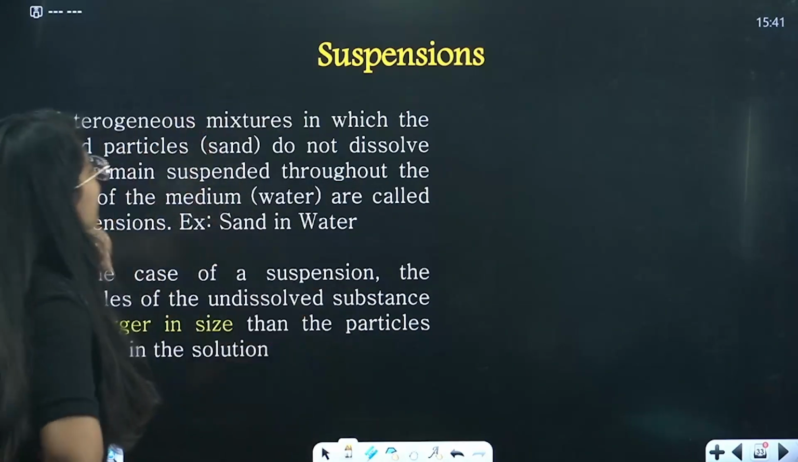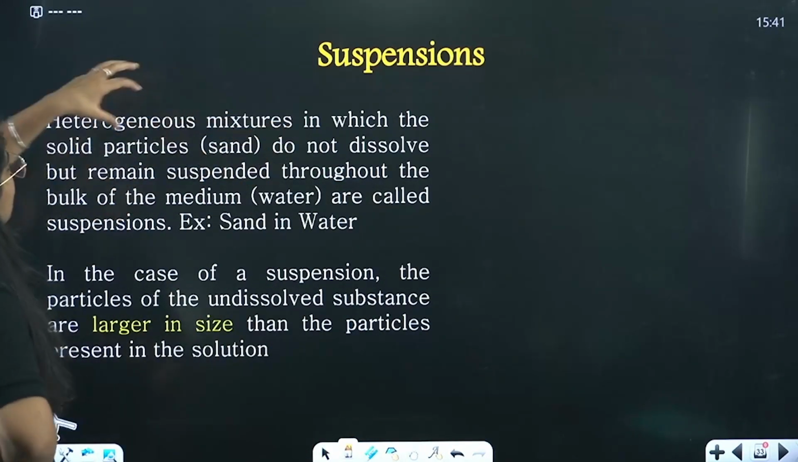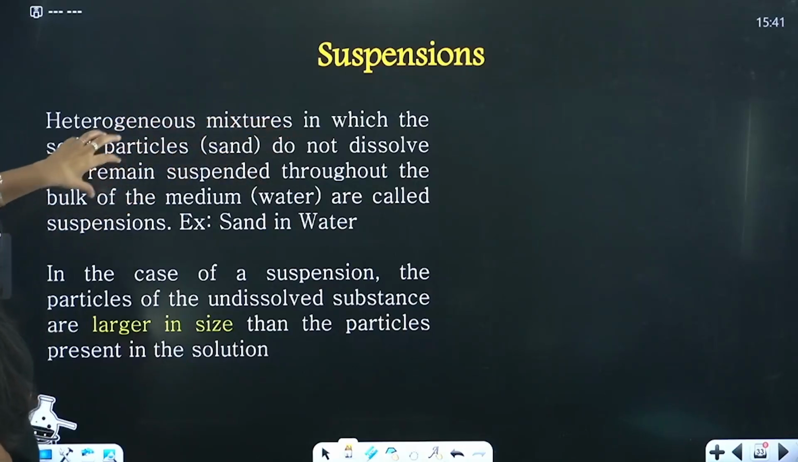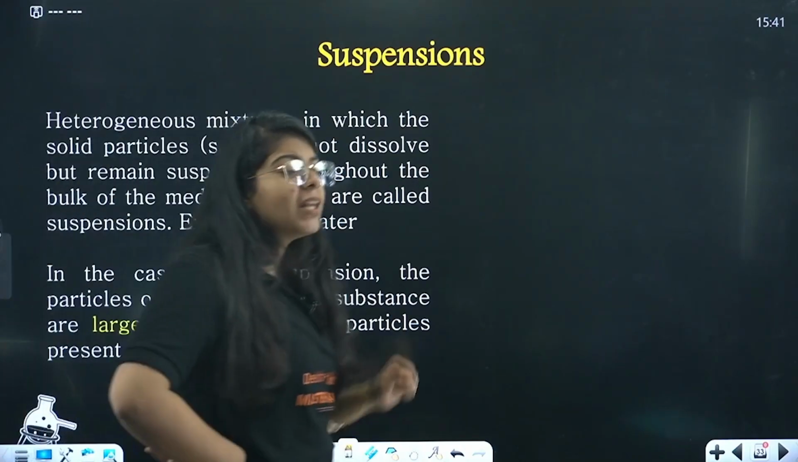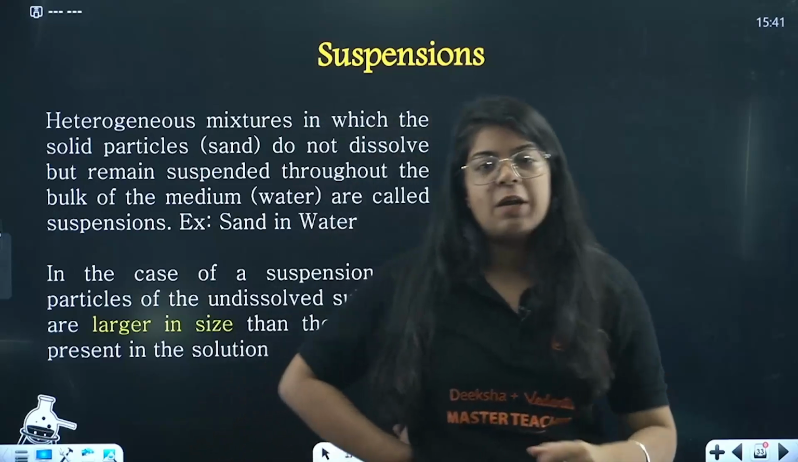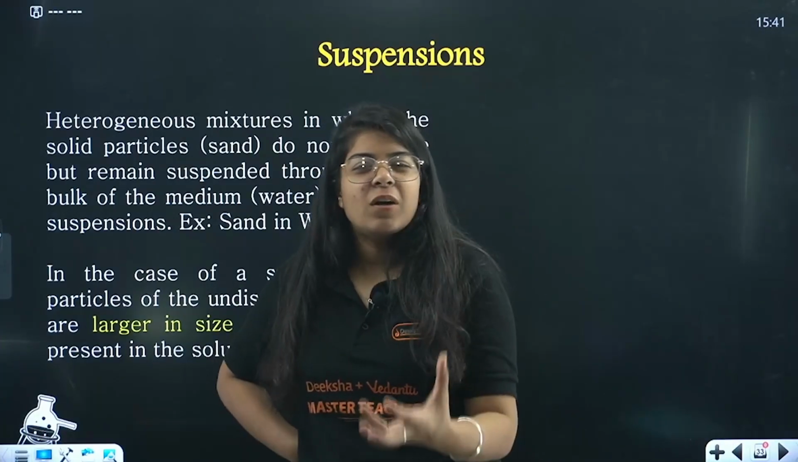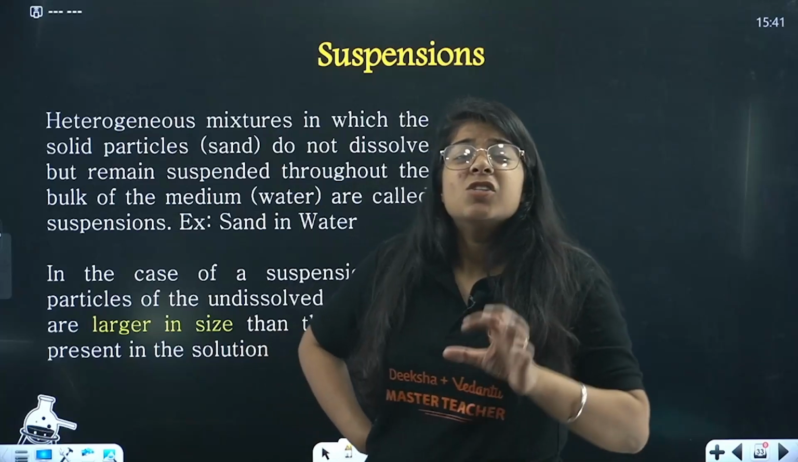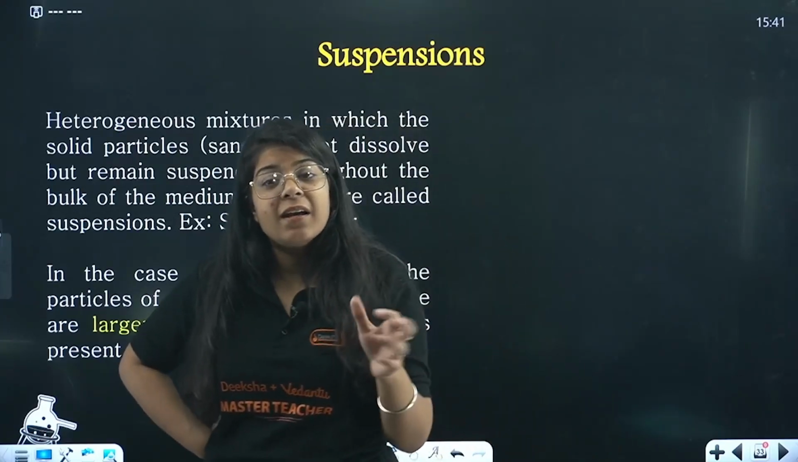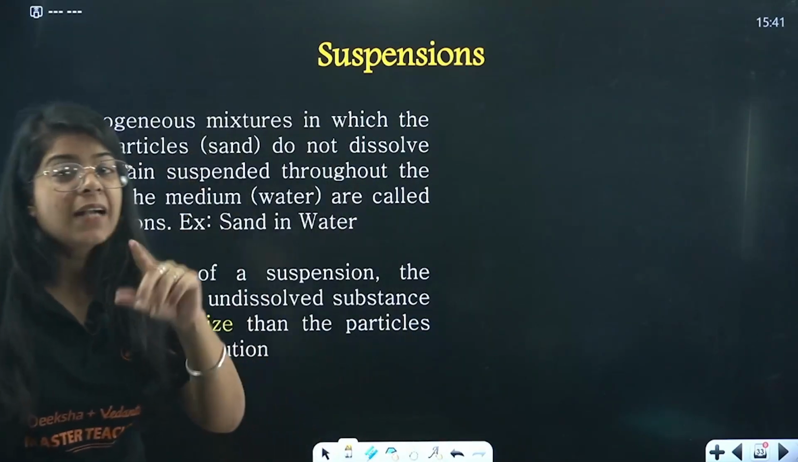So, suspensions are what? A heterogeneous mixture in which the solid particles do not dissolve but remain suspended throughout the bulk of the medium. So even if you separate sand from water, you will still see that the water has a weird color. It's not purified water, right? So how to separate that sand from the water now? Okay, that is your task.